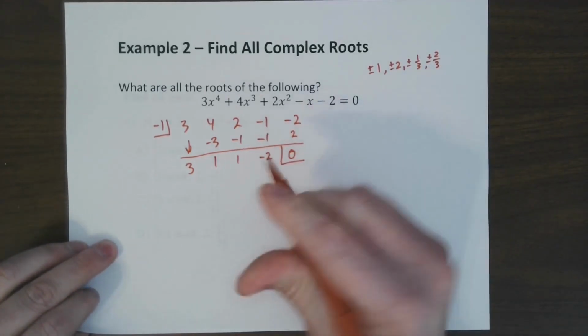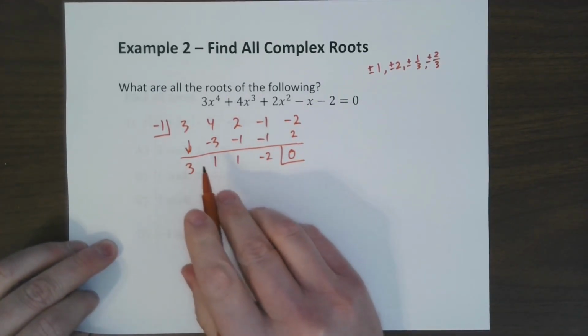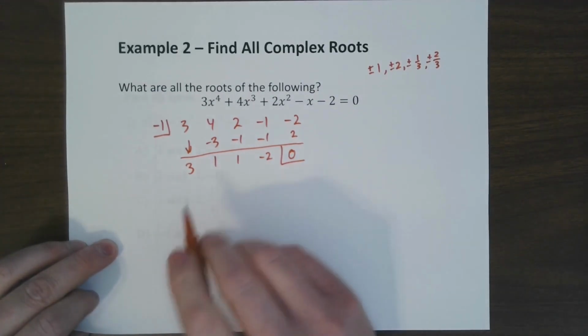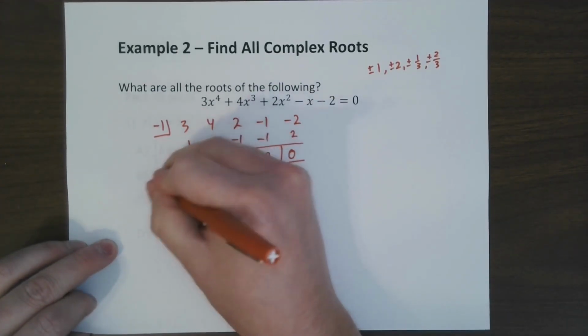Now, keep going. Since we're not down to 3 numbers, we can't use the quadratic formula yet. We have 4. So we're going to have to do synthetic division again.